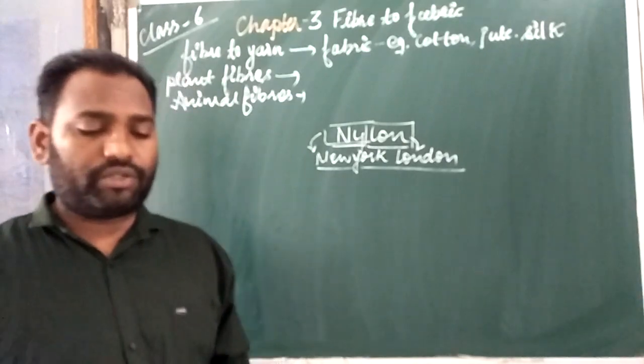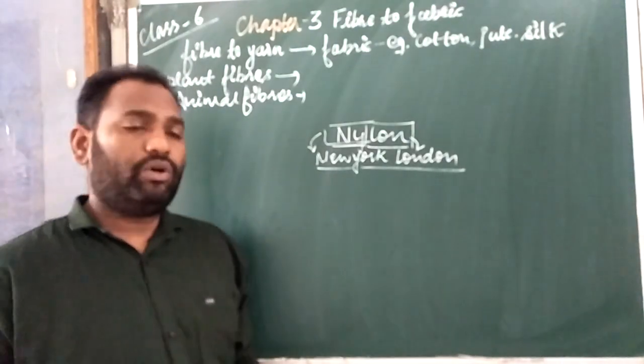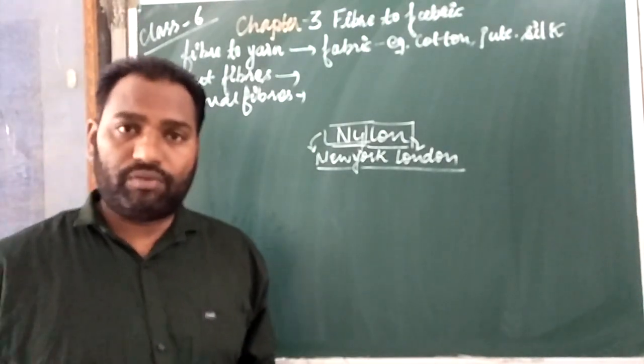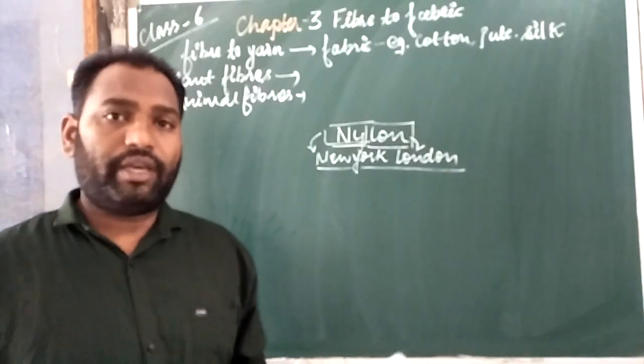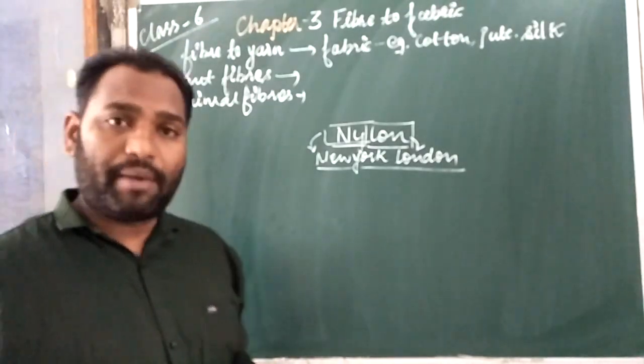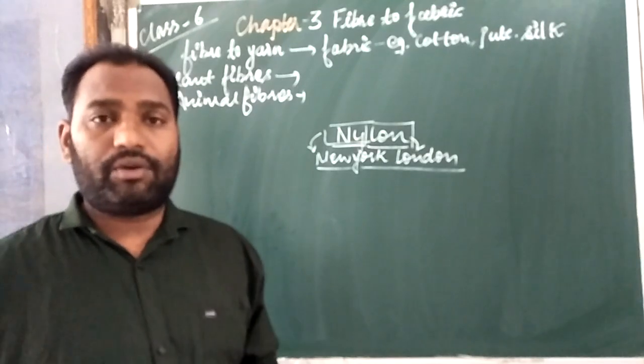Now the production of cotton wool. So now you can understand about that. Cotton wool is a natural fiber, and from that we have to make a natural fabric, and that is known as cotton fabric.